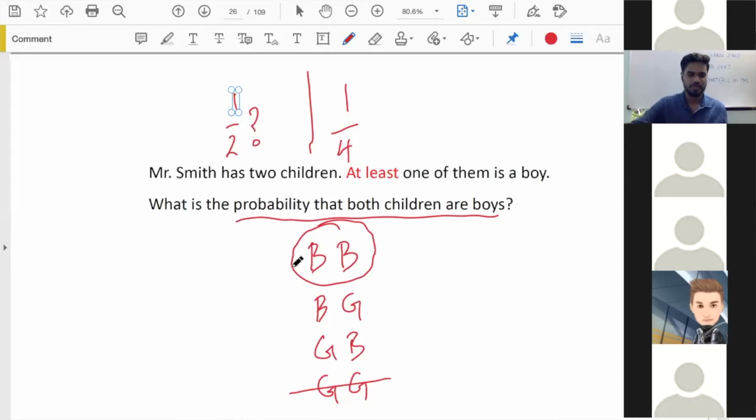Okay. So if there are 2 children, there are in total 4 possible cases. Out of that, one is gone because it says at least one of them is a boy. In all these cases, there is at least one boy. Then there is only one case where both are boys. So the probability we are looking for is 1 by 3.